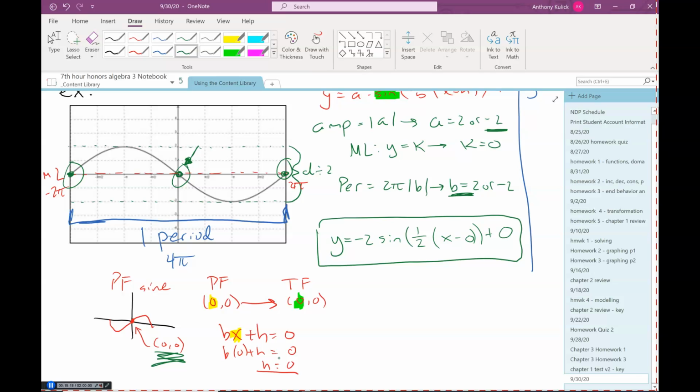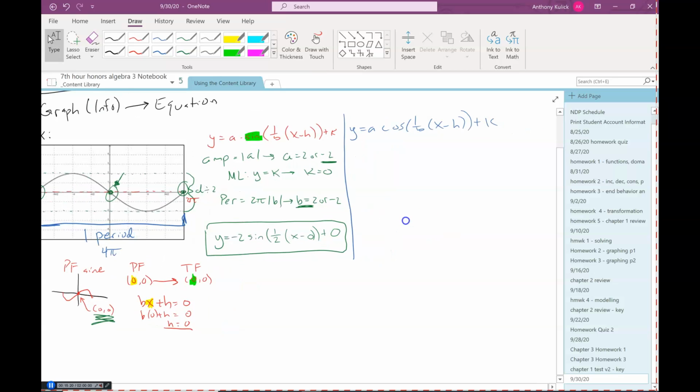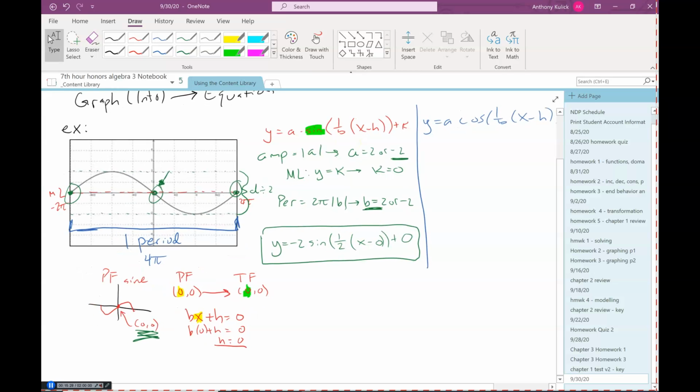Okay? Let's do this now with the cosine. So the cosine, nothing changes in terms of figuring out what A would be, figuring out what K would be, or figuring out what B would be. Those will all remain the same. The difference is going to be figuring out the H.